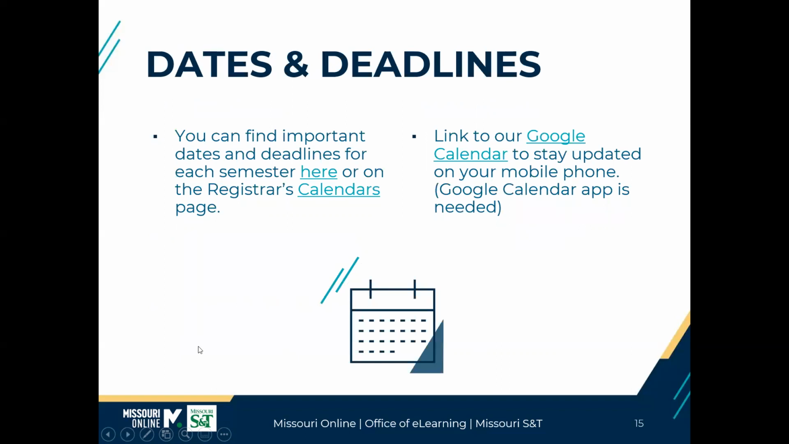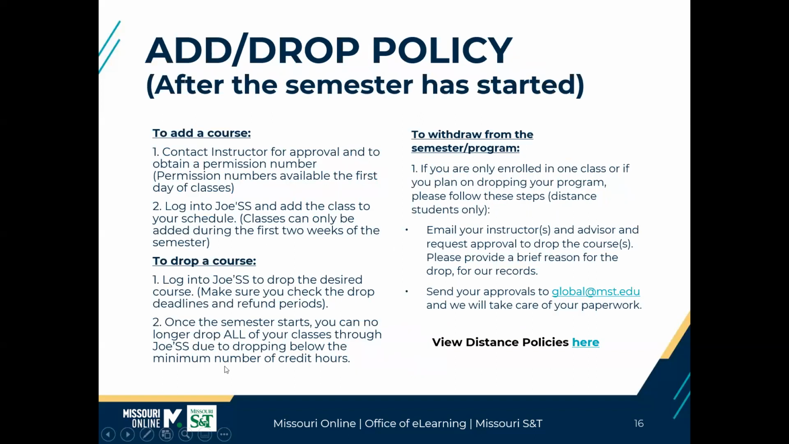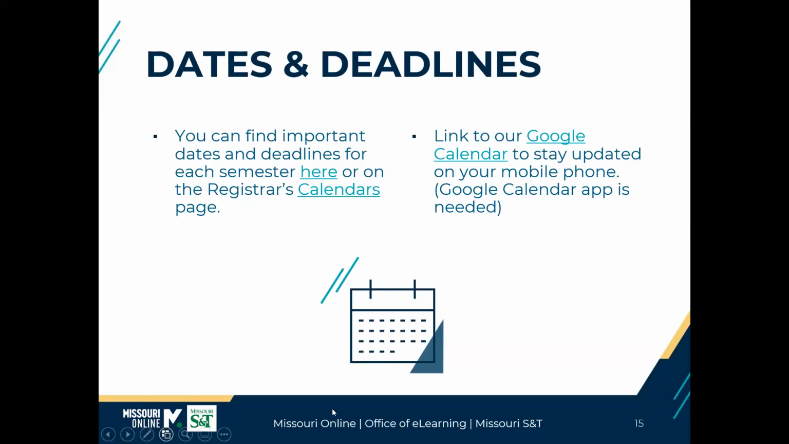So to keep track of important dates and deadlines, you can find them each semester. We've got two different links here. One is on the distance website and one is the registrar's calendars page. They both have access to the PDFs where you can print them out and put them on your refrigerator or keep them in your folders. We also have a link to a Google Calendar where you can stay updated.